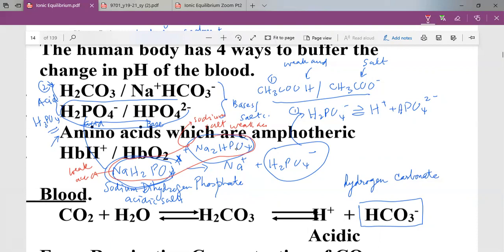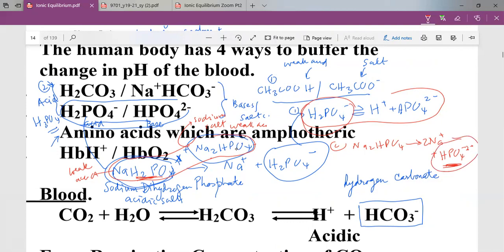So now this one here will supply this, and this one here will give you sodium, number two, Na2HPO4. Because it is a salt, it will completely dissociate and give you 2 Na plus and HPO4 2 minus. So plenty of this and plenty of this. These two will make up the buffer. That's why it's written as this one here and this one here.